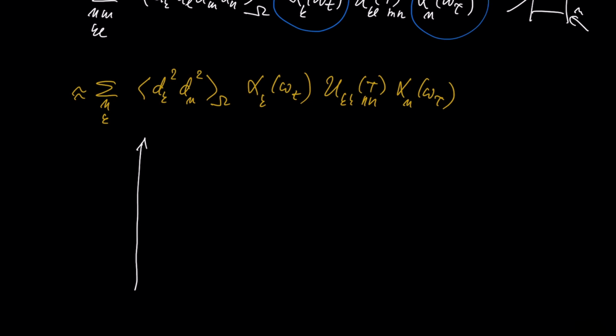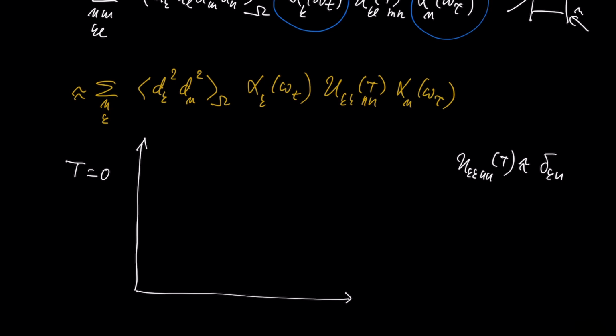Let's have a look at the situation at capital T equals 0. In that case, the U k k n n (T) is nothing but delta k n. It is 1 when k and n are equal, and in that case we would only have a sum over each transition that is present in the system, and each transition will just show with its absorption spectrum.